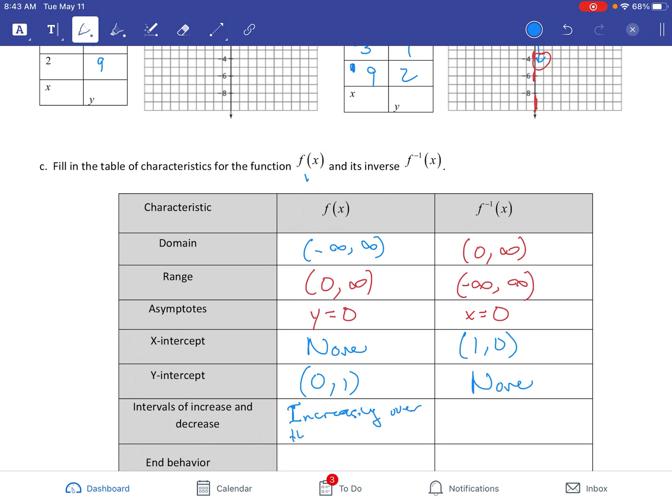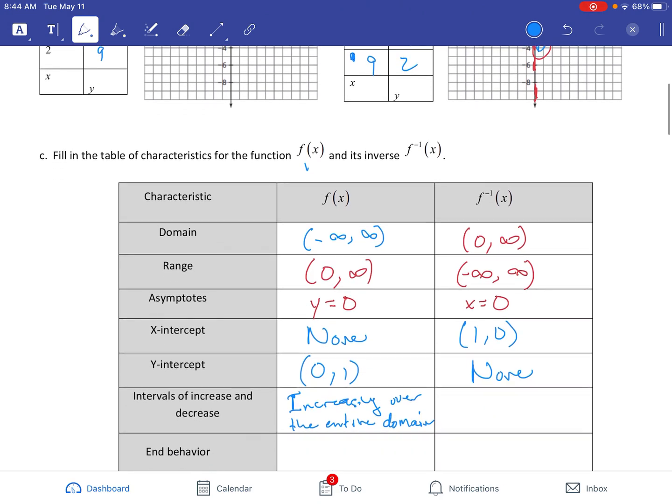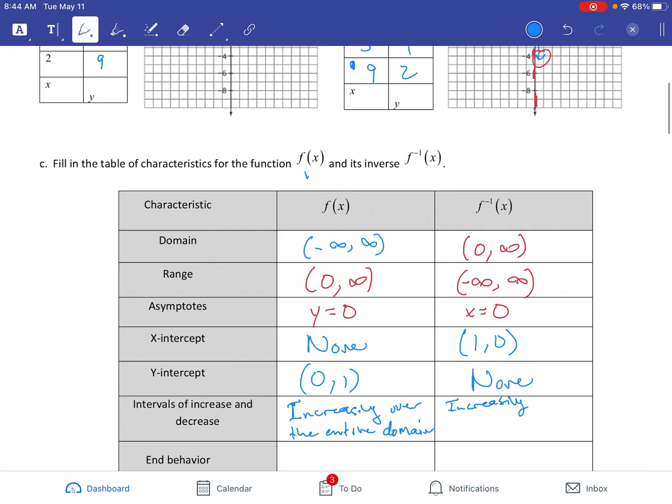Over the entire domain. Okay. Now the inverse graph is also increasing. Now, we could say entire domain, but I'm going to be a little more specific because the entire domain for the regular function is from negative infinity to positive infinity. I'm just going to say it's going to be increasing over from 0 to infinity.